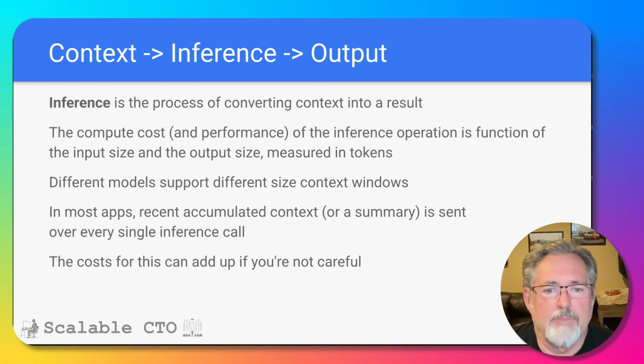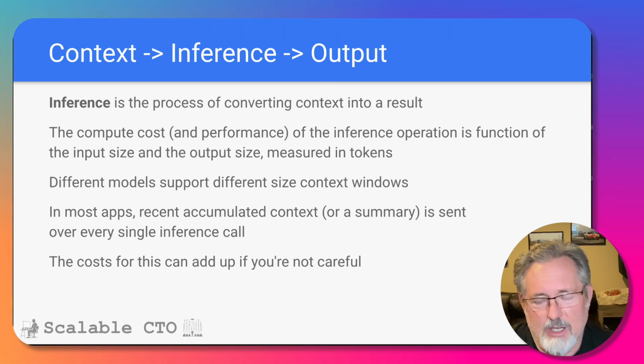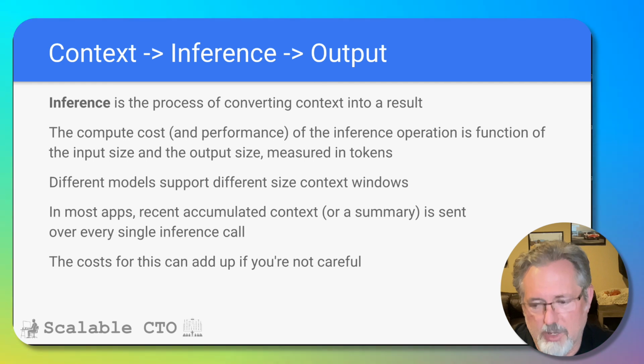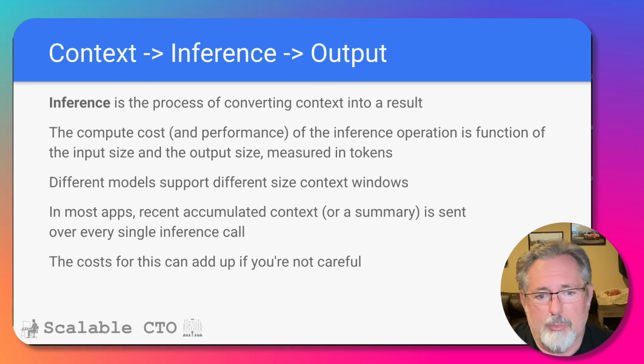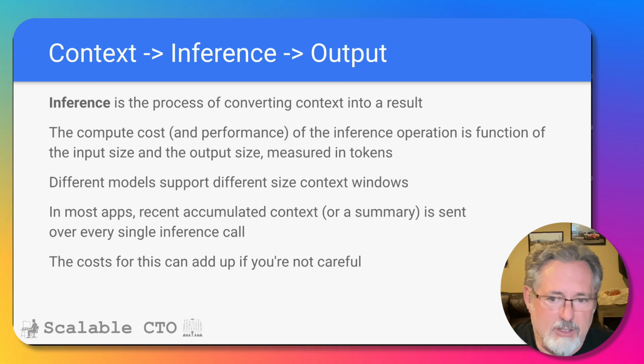So I'm going to use another word, inference, which you probably heard. Inference is basically the process of converting your input or your context into output. So that's how we get our result. And the compute cost or performance of the inference operation is a function of the input size and the output size measured in tokens, combined with the efficiency of the model itself. So literally the actual compute cost of doing these operations is directly related to the size of the input and the size of the output, which means if you send more context, it costs more.